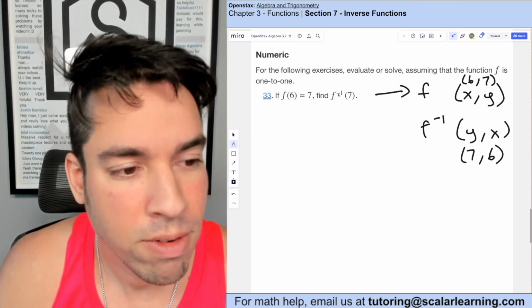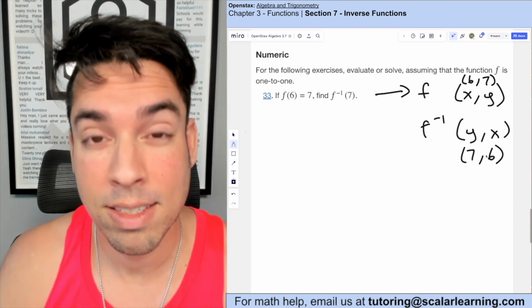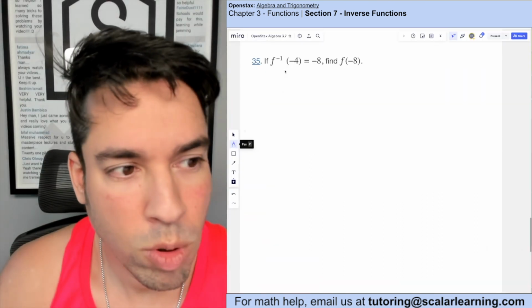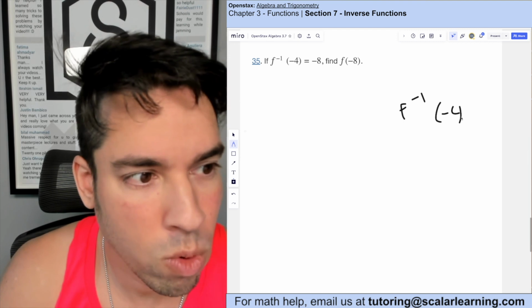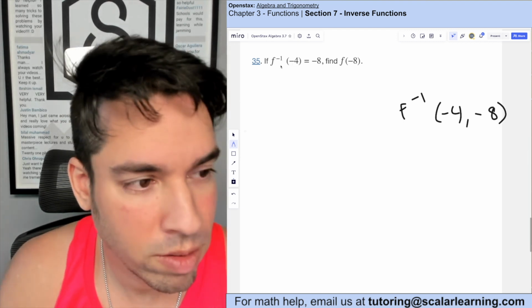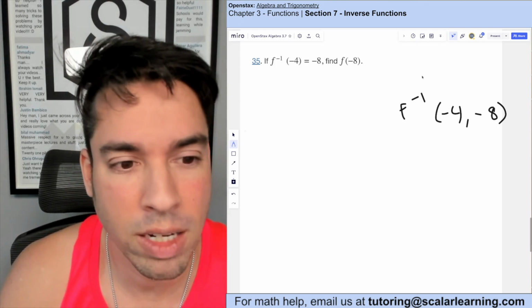What is f inverse of 7? So f inverse of 7 is 6. That's the output value, boom, done. Now for this one, we know that for the inverse, the point (-4, -8) exists. And that's what it's saying, right? When the x value of the inverse is -4, the function value is -8. Now they want you to find f of -8.